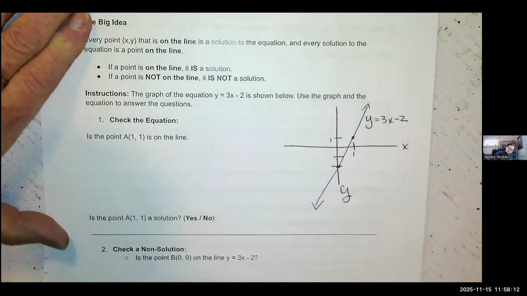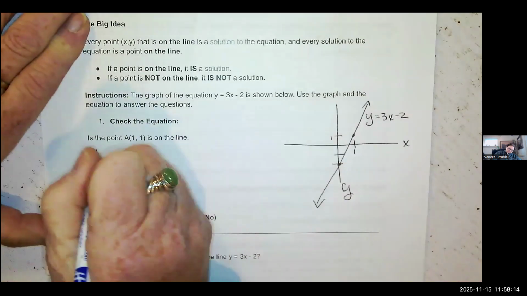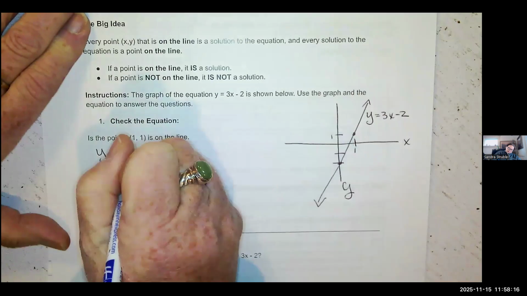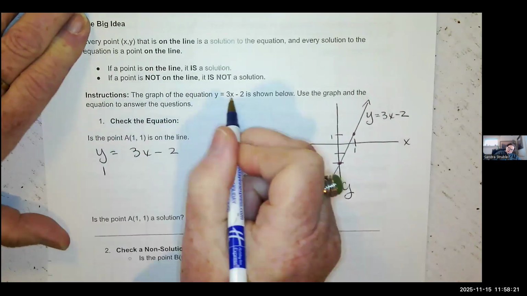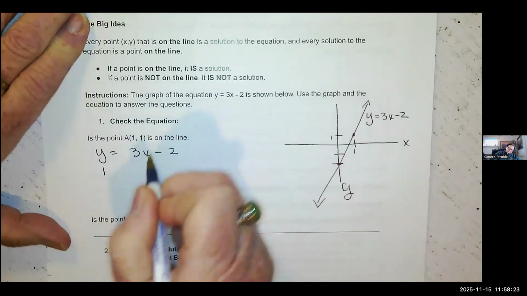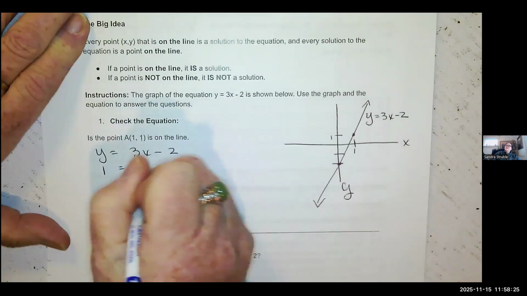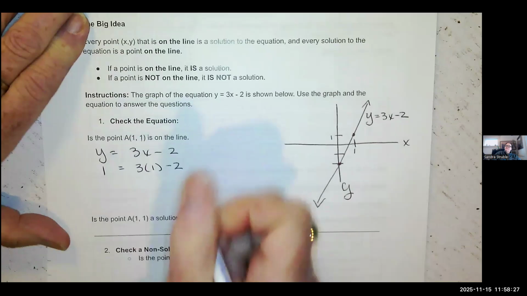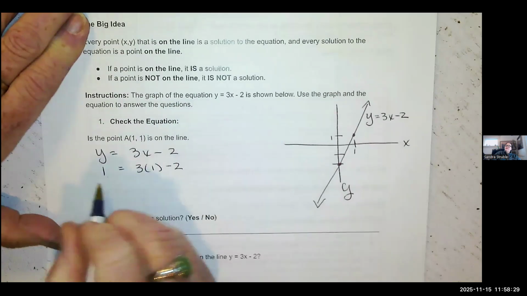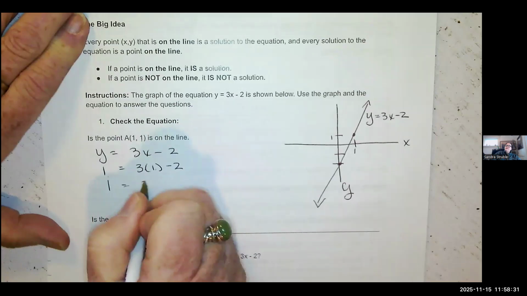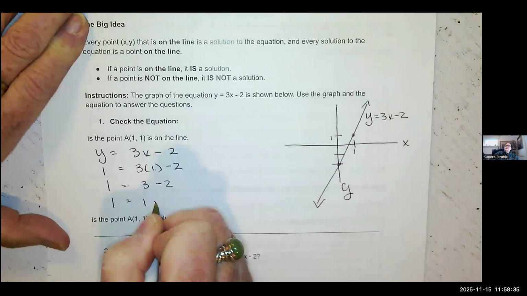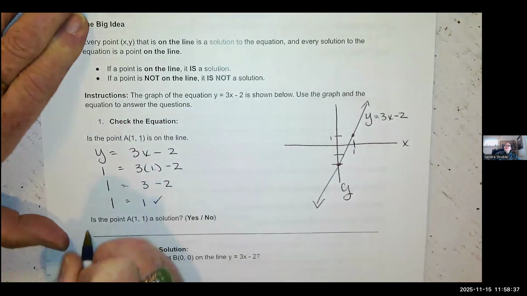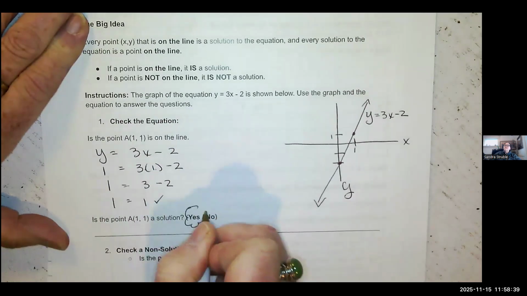Y equals 3x minus 2, where 1 is my y, right? And 1 is my x. And we just need to verify that they're equal, that they're a solution. 3 times 1 is 3. 3 minus 2 is 1. So yes, it is a solution. It is on the line. So yes, it is on the line and it is a solution. Let's look at the next one.